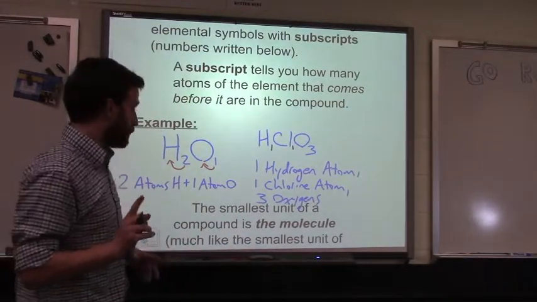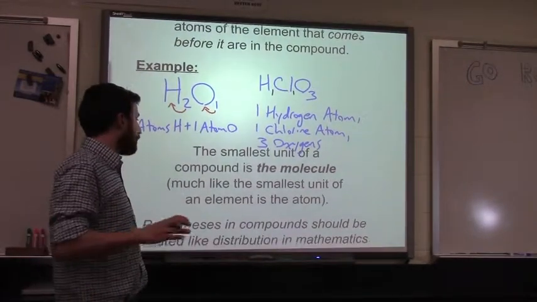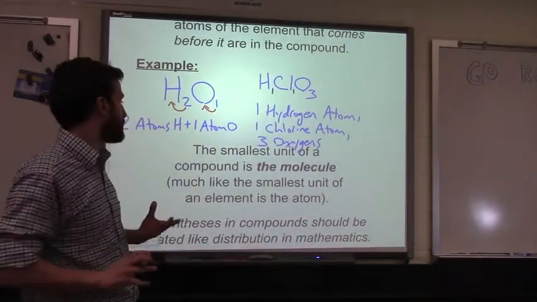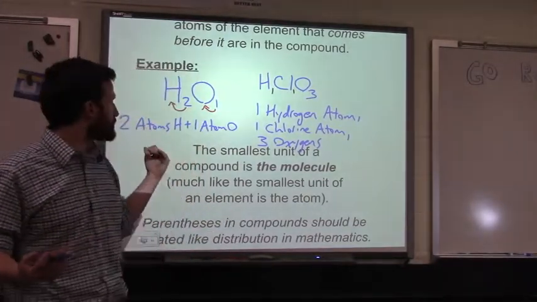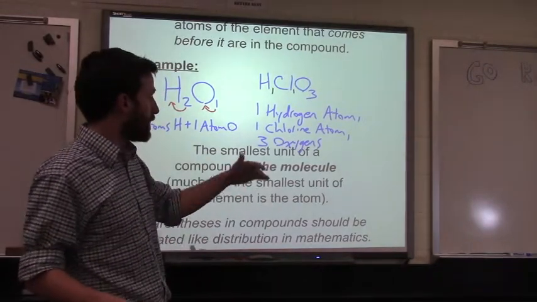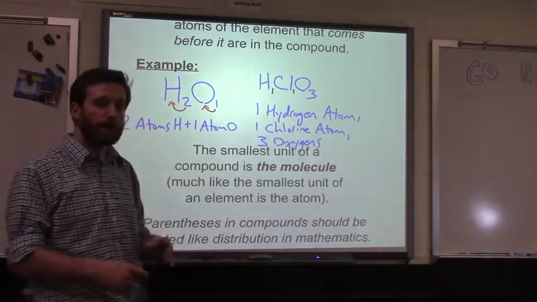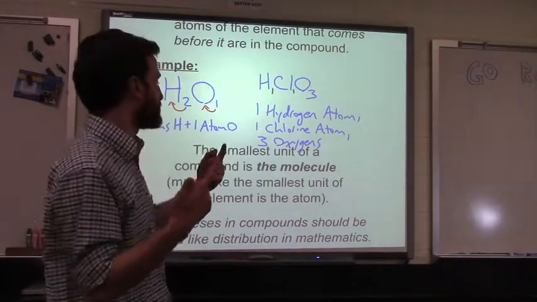Now I'm going to define one more word, and it's a word I'm sure we've all heard before. The smallest unit of a compound is the molecule. And so it's akin to thinking of the smallest unit of an element is an atom. Well, the smallest unit of a compound is a molecule. The molecule is the smallest piece of matter that retains the properties of that compound.